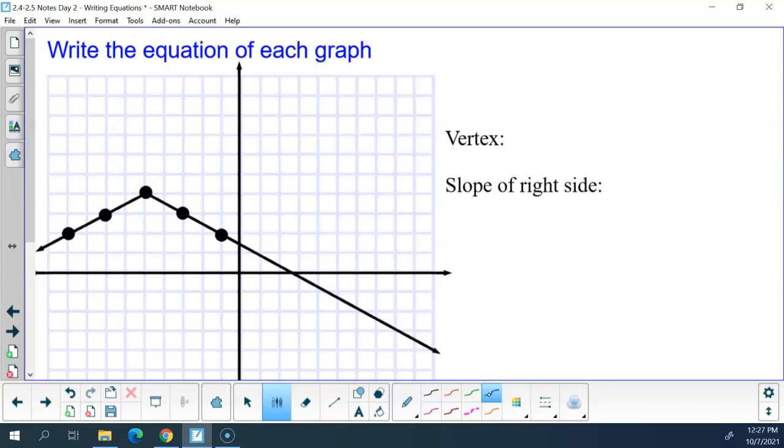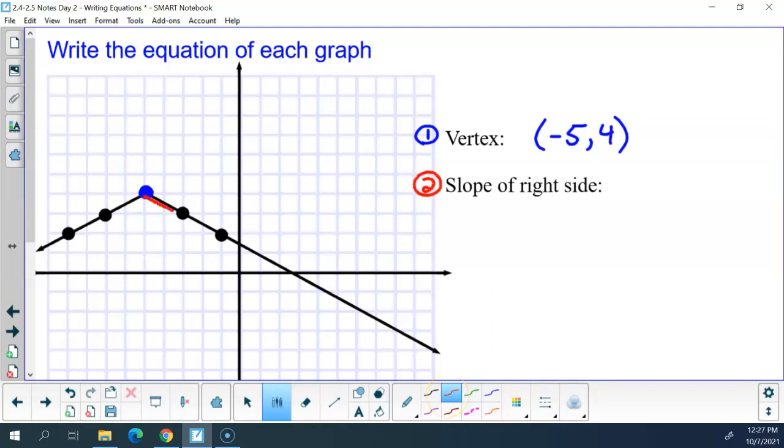The very first thing that you need to do is find the vertex point, that peak point or valley point. So Bugsy said that this vertex is at the point negative 5, 4. Do we agree with him? Yes. Okay.